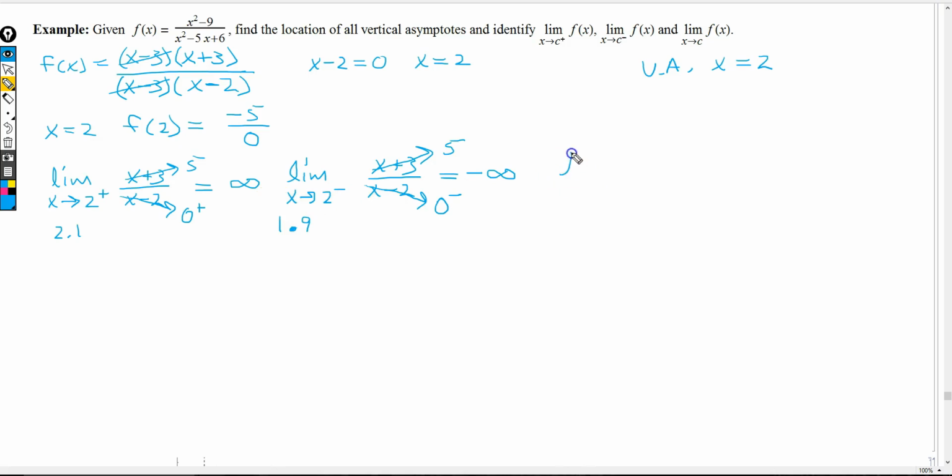The full limit then of our function, we're just going to have to say that that does not exist, because we have different types of infinity here. All right, so there's our behavior of the function near the asymptote. Let's see if it matches up with what our graph says.